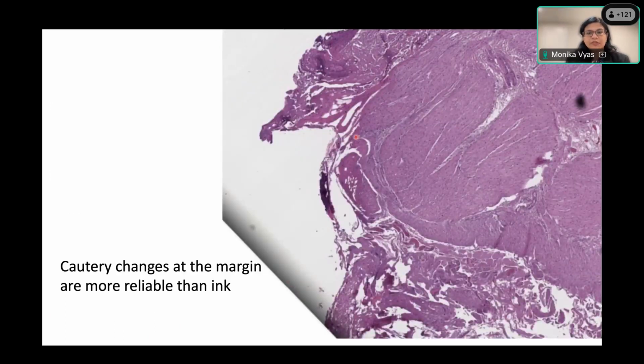So here's an example. Here you have these cautery changes at the deep margin, which is reassuring that you are actually dealing with the true margin and not just the tissue edge. And obviously inking the margins is also very helpful in these cases, but again, the ink can overflow.